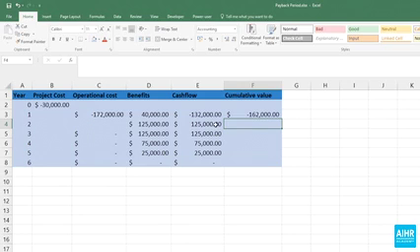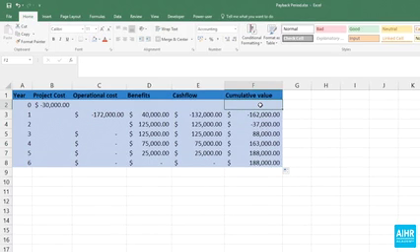In the second year we take the cash flow from the first year and we say plus the cash flow in the second year. And I say enter. And this is a formula that we can extend. Now what does this mean?